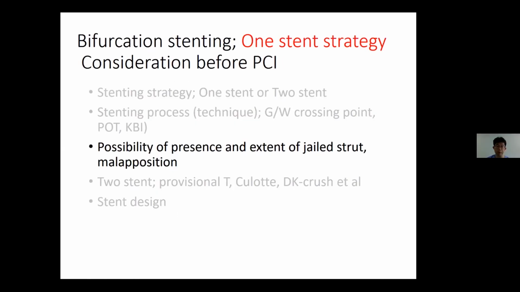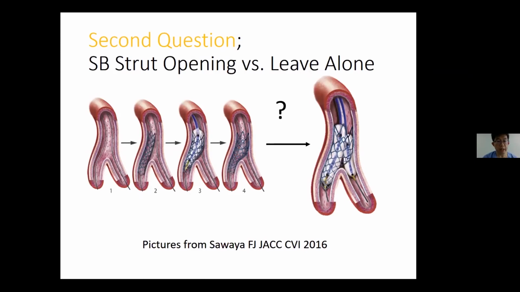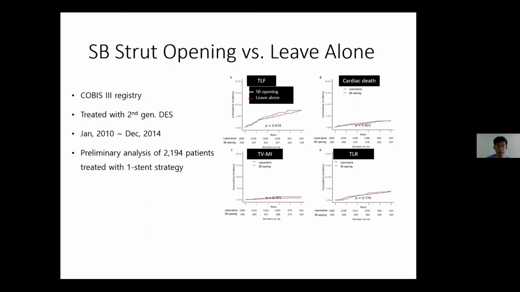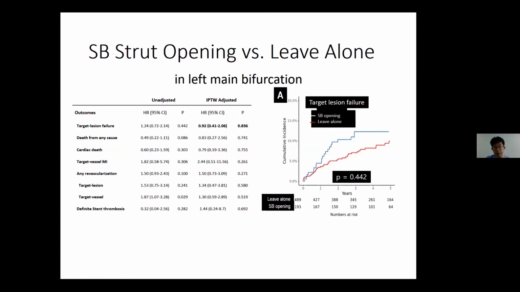So next, an important component is the possibility of presence and extent of jailed strut malposition. This is a second question: side branch strut opening, or leave alone, not opening. So this is a Corbis tree study. The blue line is side branch opening with KBI. The red line is not KBI, leave alone. As you can see, TLF, cardiac death, TVMI, TLR show no significant difference between two groups. And multivariate analysis tells us no difference in TLF between two groups.